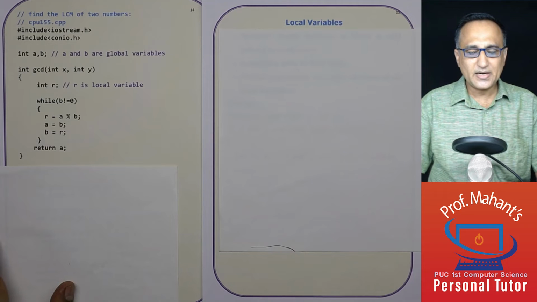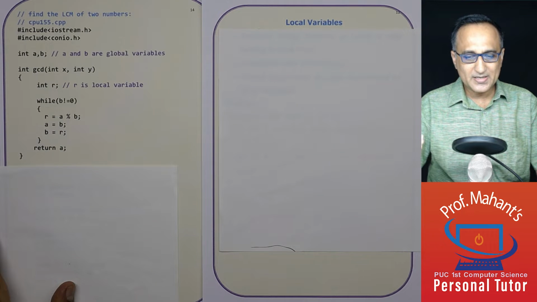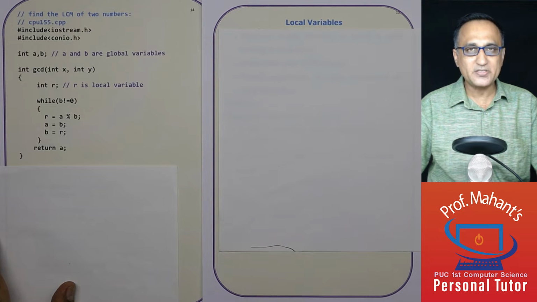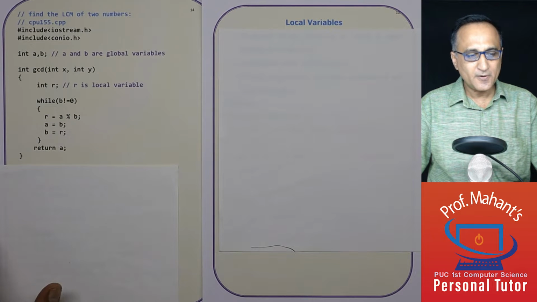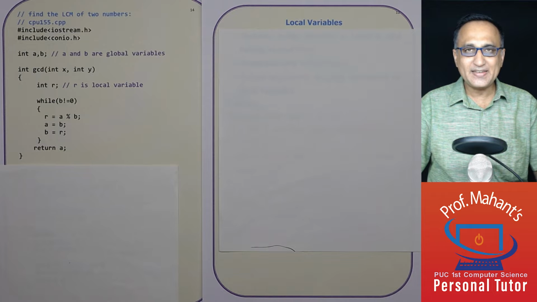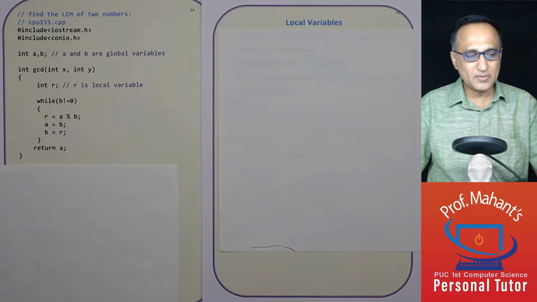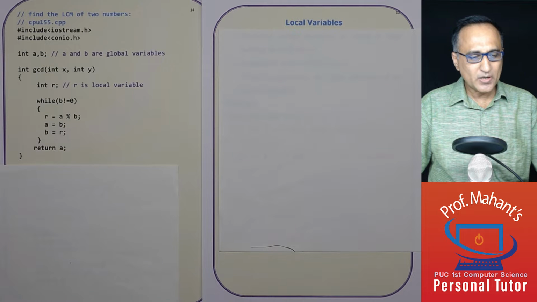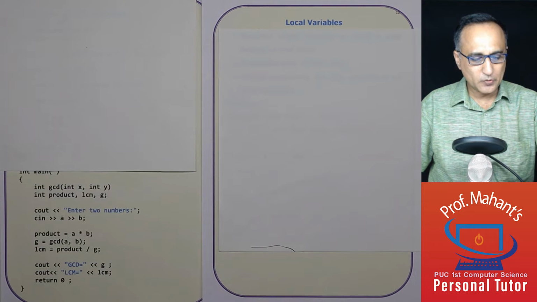In this session, I'm going to talk about something called local and global variables through an example. First, let's understand what this example is all about. It's about finding the LCM using Euclid's algorithm to find the greatest common divisor. So let's run through the main program.